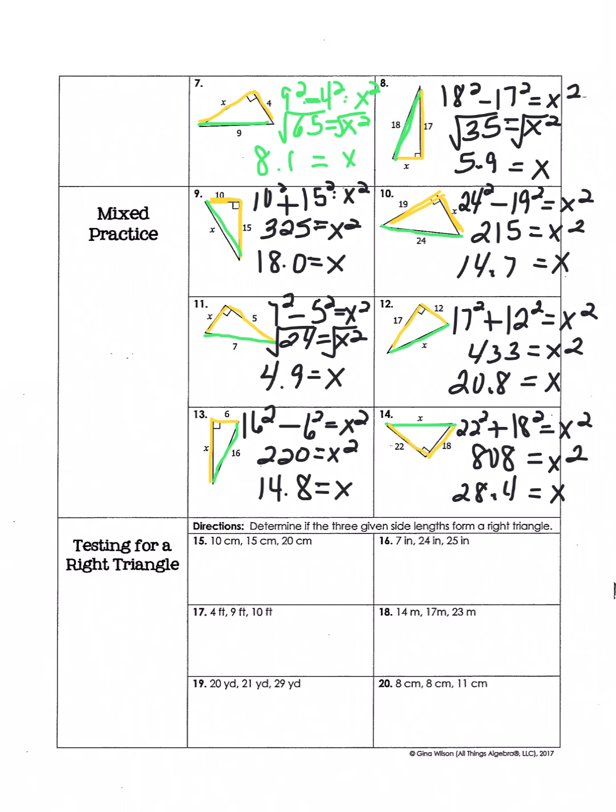Now let's look at the last section, testing for a right triangle. Again, you're going to do a squared plus b squared equals c squared. A and B are always the shorter sides. They're the shortest sides. C is always going to be your longest side. So if you're looking at problem number 15, 10 and 15 are the shortest sides.